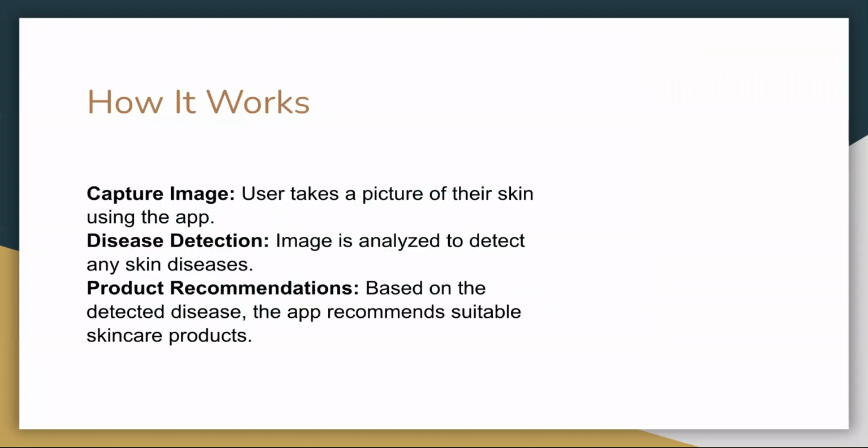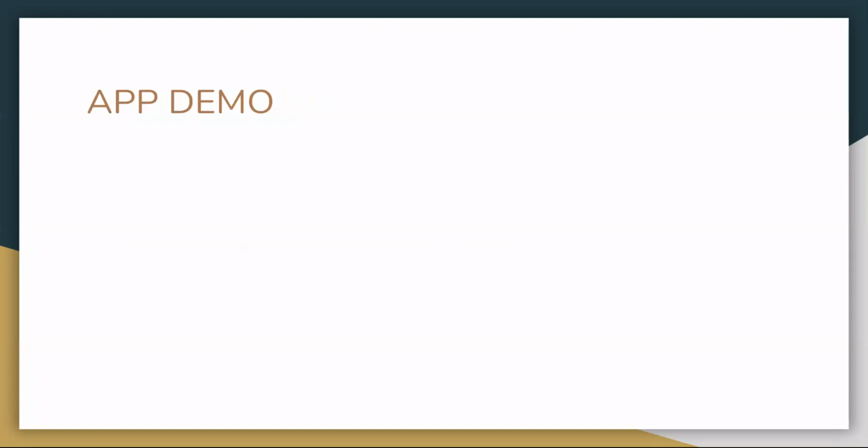So how does it work? First of all, the user has to capture an image, and then the app will send the picture to the YOLO V8 skin disease detection API that we use to detect the disease. After that, the app will automatically send the detected disease to the product recommendations API that I implemented using the Synastry API for product usage.